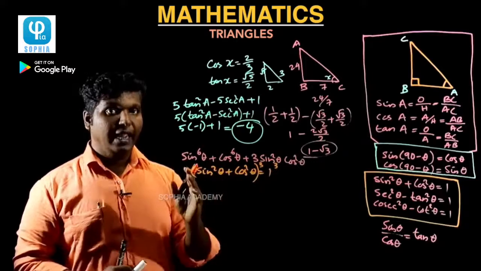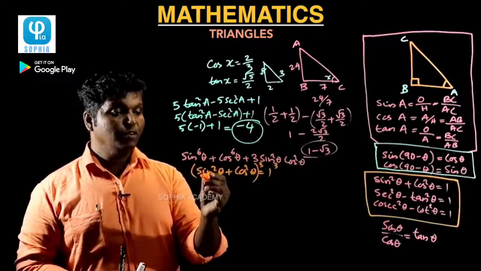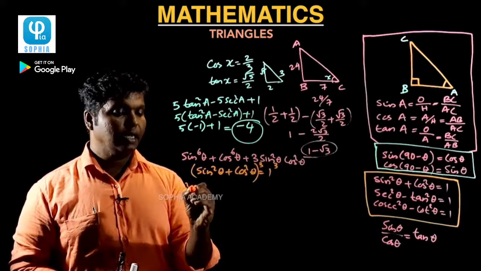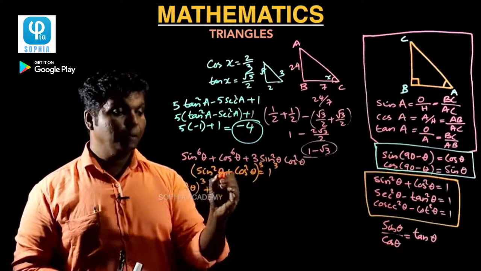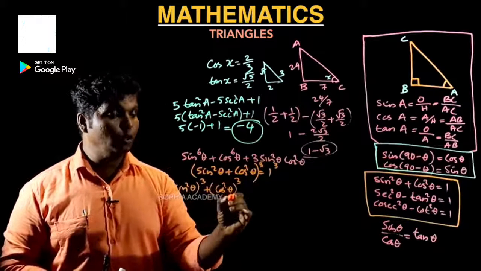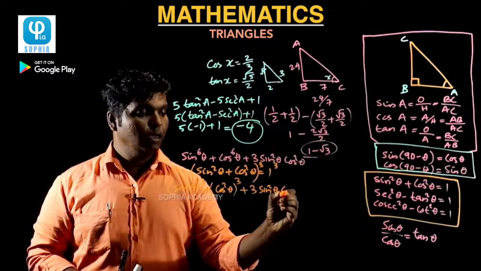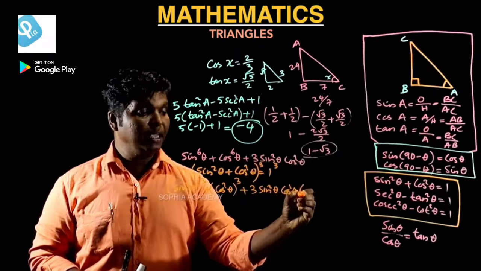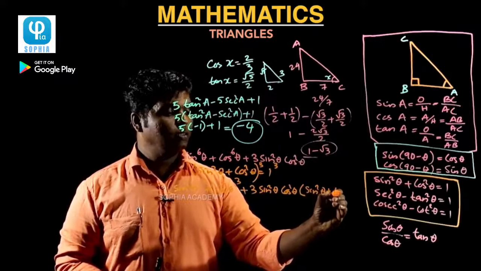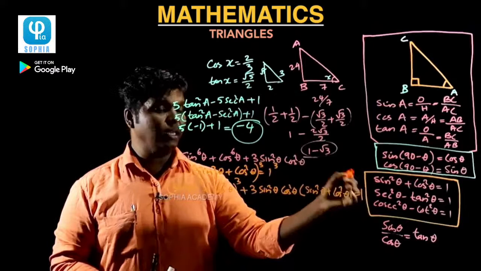What about a plus b the whole cube? A cube plus b cube plus 3ab into a plus b. So a cube, the first one here, instead of a it is sine square theta. So a cube means sine square theta the whole cube, plus b cube. Here b is cos square theta. So a cube plus b cube plus 3ab into a plus b. Here a is sine square theta, b is cos square theta, and a plus b is sine square theta plus cos square theta, is equal to, tell me, what is the cube of 1? It is 1 itself.